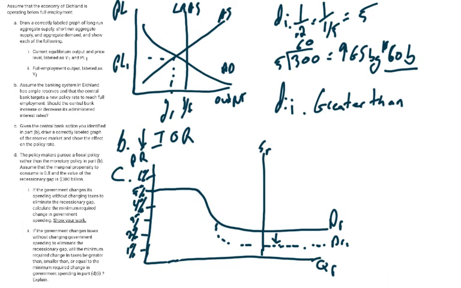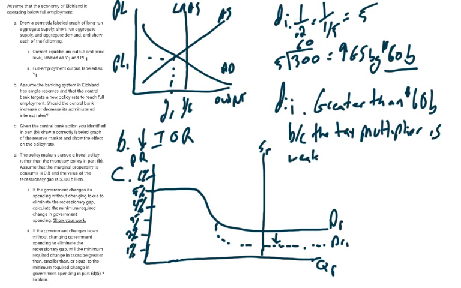but that's only part of the answer, right? Because they ask us to explain. So it's going to be greater than $60 billion because the tax multiplier is weaker than the spending multiplier.